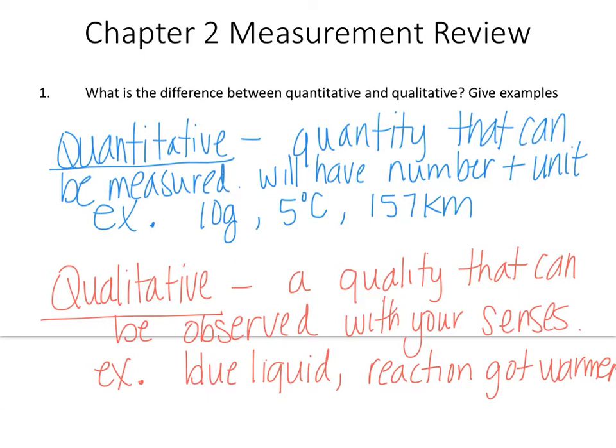A qualitative, on the other hand, is data that has a quality that can be observed with your senses. For example, it was a blue liquid, the reaction got warmer. We used the example in class of our Kool-Aid lab. Remember, we observed the qualitative data that the Kool-Aid separated into 2 different colors, spots, and then we did a quantitative measurement when we measured with a ruler how many centimeters the spots moved. Both are important in our measurements, but they are different, and you will need to know the difference in the 2 definitions.